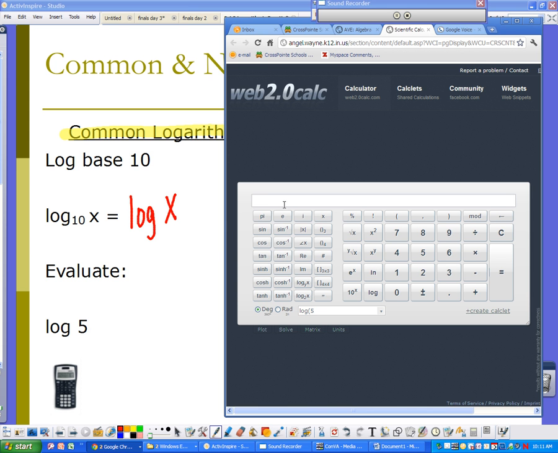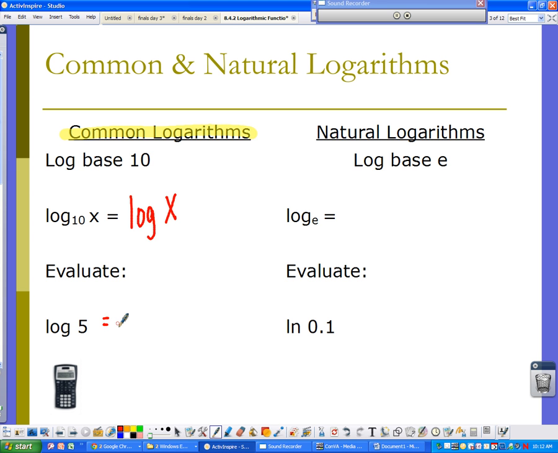If you'll notice, this one has a lot more functions that we won't need. We will be using some of these functions, but primarily when you're looking for a common log, we're looking for this log button right here. So we simply click log, and then type in 5. So log 5, and if you notice when it puts it up here, it has a base 10. Hit the equal button, and it'll simply calculate what log base 10 of 5 is. So log 5 equals approximately 0.699, and we're going to put these to 3 decimal places.